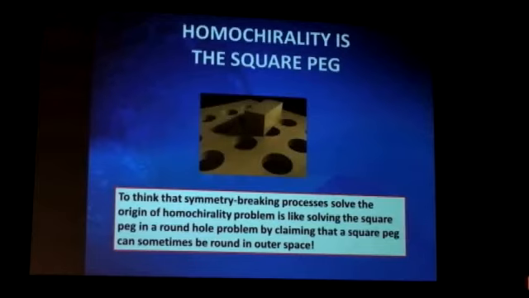Homochirality is quite literally the square peg that we talked about earlier. And to think that a symmetry-breaking process can solve the origin of homochirality is like solving the square peg in a round hole problem by claiming that a square peg can sometimes be round in outer space. Because that's really what they're doing. They're trying to change a physical property of a molecule. And homochirality is just that.